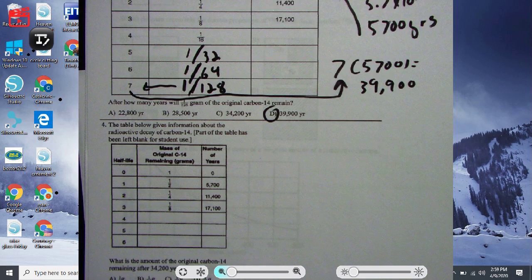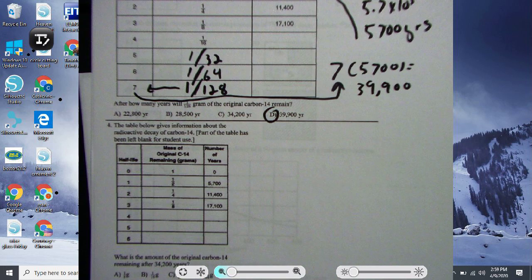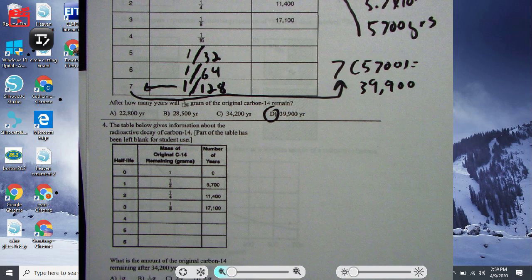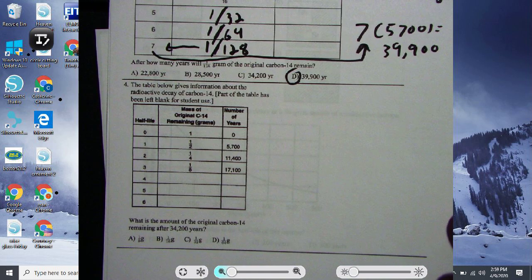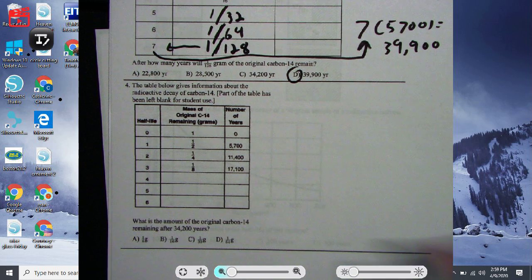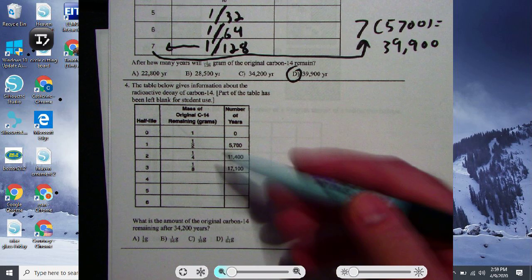All right. Question 4 looks similar again. It's similar to that, but we're going to be a little bit different here. It's kind of going backwards on this process. I need a little space. There we go. Now we can see everything. So what is the amount of original carbon-14 remaining after 34,200 years? Now, I highly recommend, if you see a question like this, to fill the chart in.